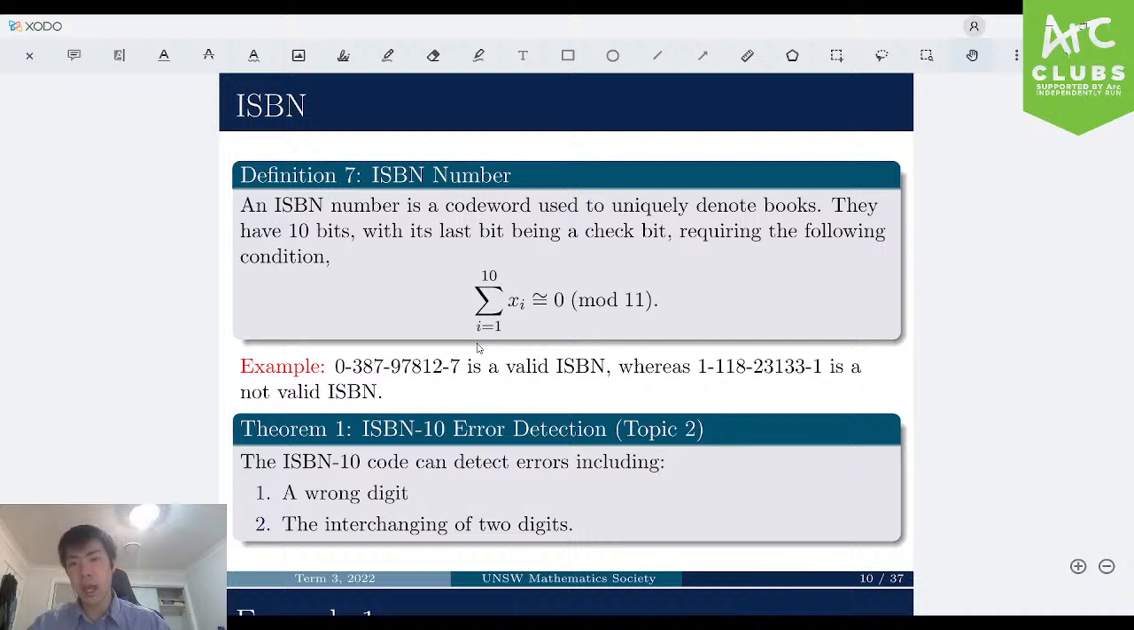And furthermore, it can detect another error, the interchanging of 2 digits. Again, same reasoning. If you have a string of digits and you take 2 distinct digits and swap their positions, obviously you'll get a different sum, which will cause it to no longer be divisible by 11. Okay?